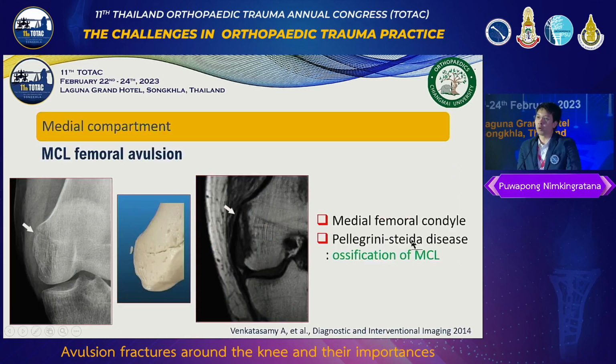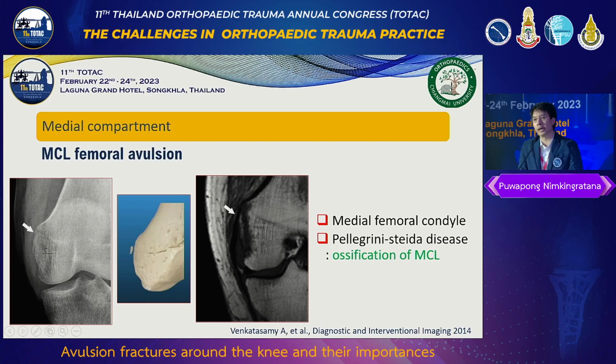And the third one, we are going to talk about the medial compartment. One of the most common is the MCL femoral avulsion. When we look at the femoral side itself, you might see a small chip over here at the medial epicondyle. And maybe it is not only an acute injury.